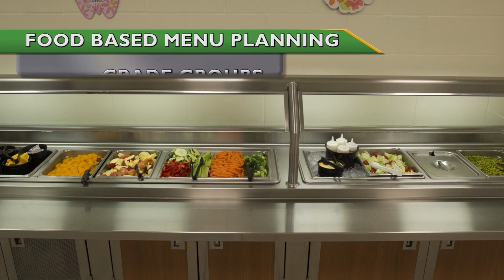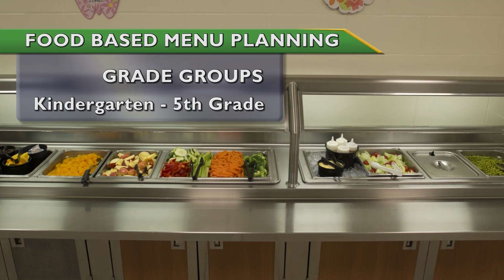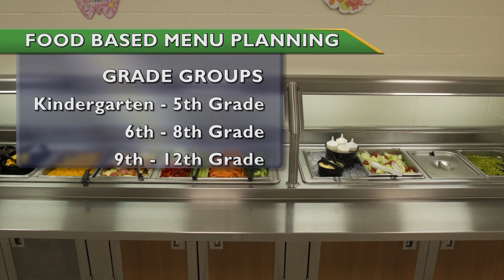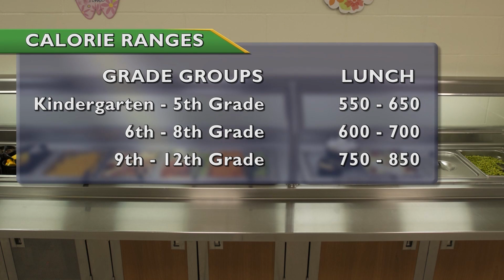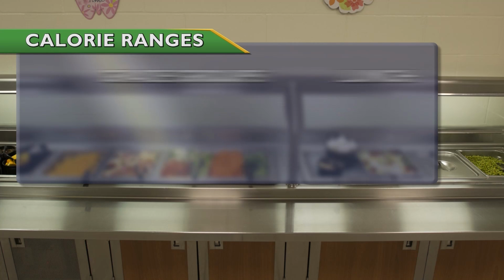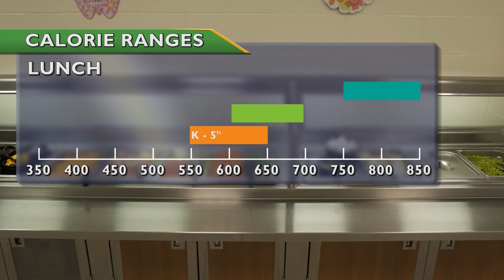The grade groups for food-based menu planning are kindergarten through 5th grade, 6th grade through 8th grade, and 9th grade through 12th grade. Here are the lunch serving calorie ranges for the 3 grade groups. The lunch calorie levels for the 3 grade groups indicate a calorie range overlap. A single menu that falls in this range of 600 to 650 calories per week will satisfy the requirements for grade groups K through 5 and 6 through 8.